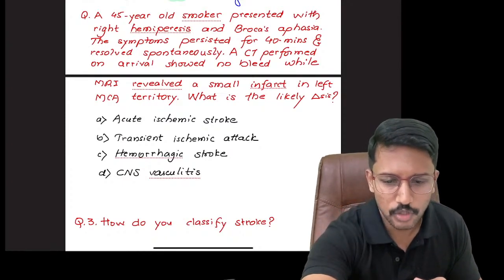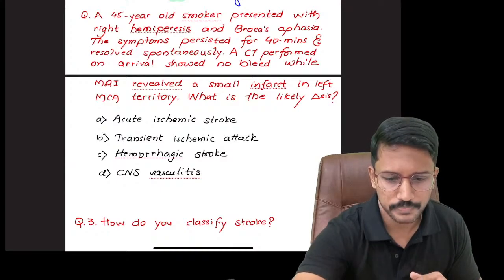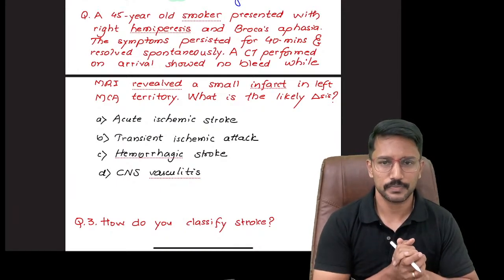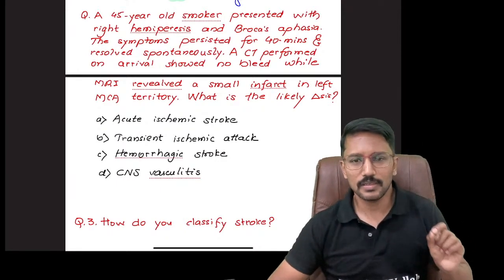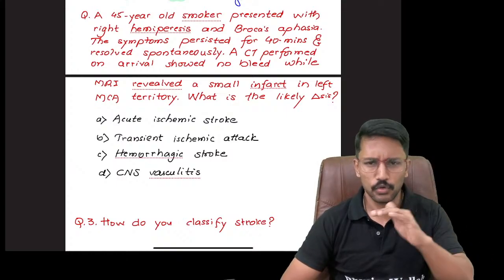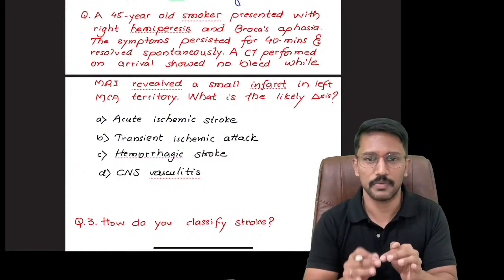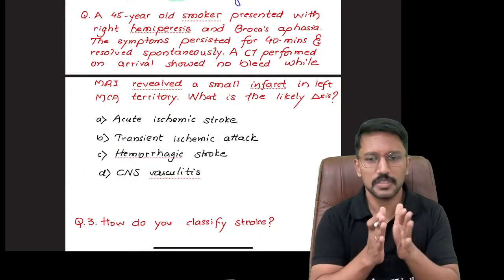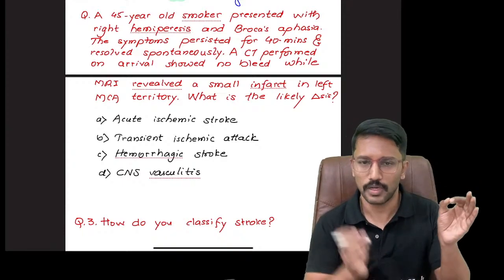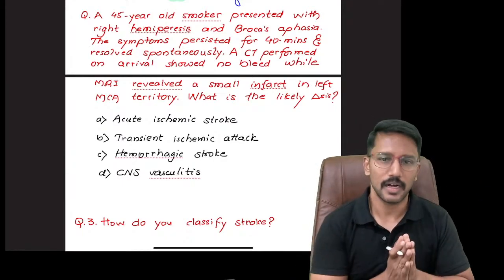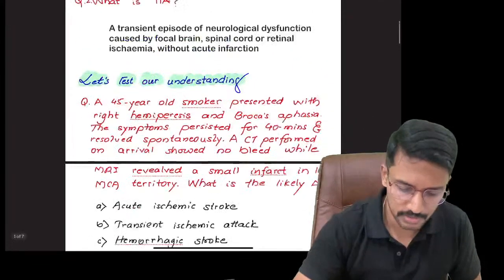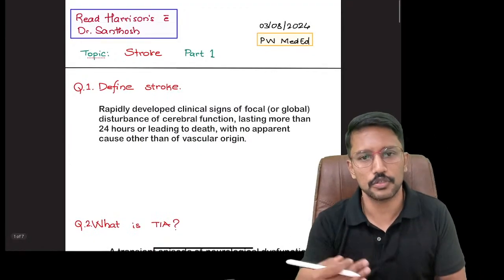Okay, so how many of you think it is option A, acute ischemic stroke? And how many of you think it is TIA? This is the most confusing question that most of the exams begin with. First, clearly understanding what is stroke and what is transient ischemic attack, right? I will come back to this question after presenting the definitions of stroke.